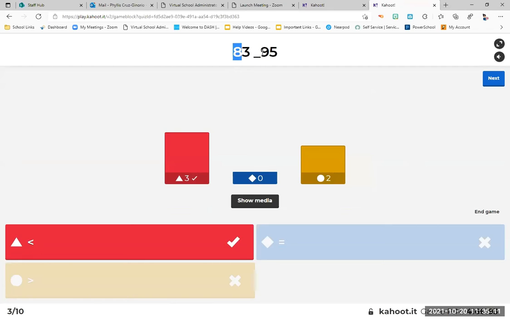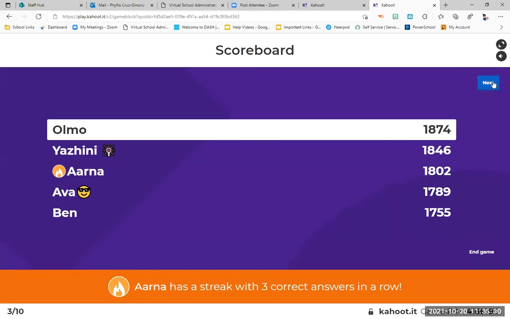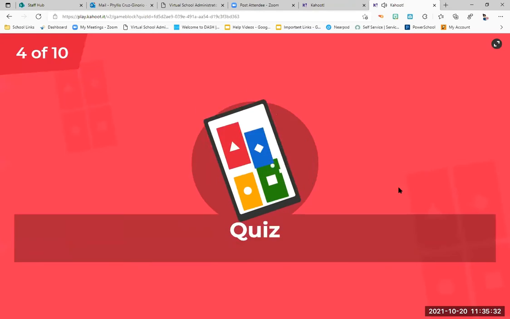Which one's greater? Yes, you should open up your shark mouth and turn away from 83. You're too small. Open it up and gobble 95. So if you chose the red one, you got it right. How you would read this is 83 is less than 95. That's right. Good work, guys. Here comes the next one. Try this one.